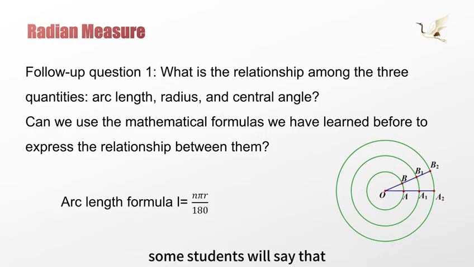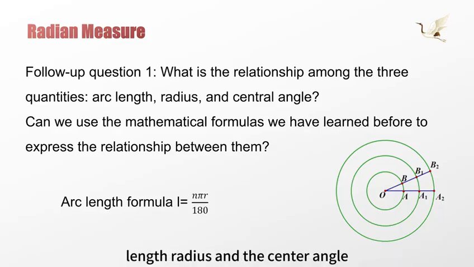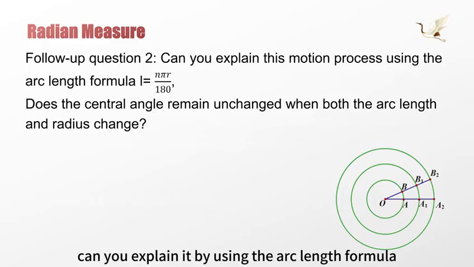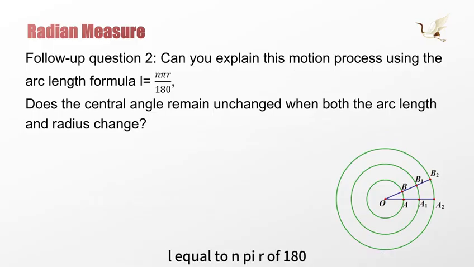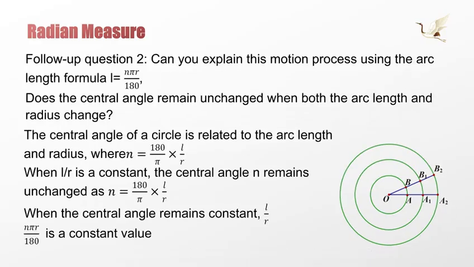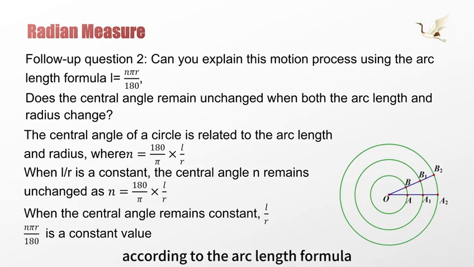Some students will say that we learned the arc length formula in junior high school. This formula shows the relationship between the arc length, radius, and the center angle. Can you explain it by using the arc length formula L equals n pi r over 180? In this process, the arc length and radius have changed, while the center angle remains the same. Because the center angle is related to the arc length and radius, according to the arc length formula, we can get that the center angle n is equal to 180 over pi multiplied by L over r.